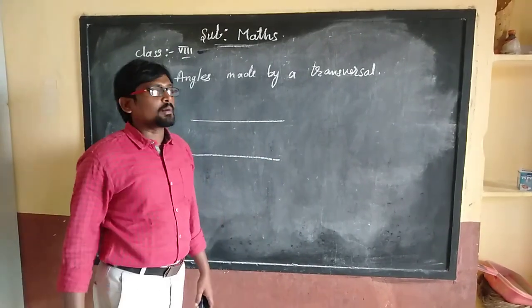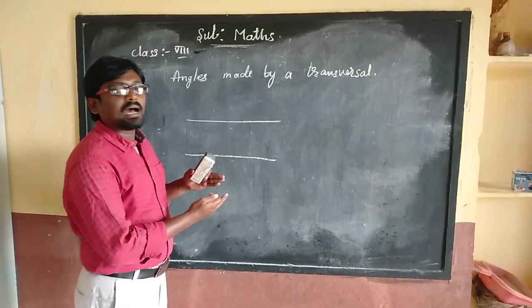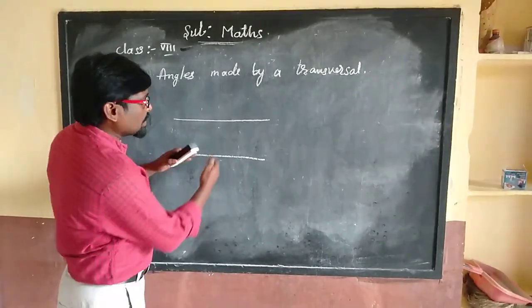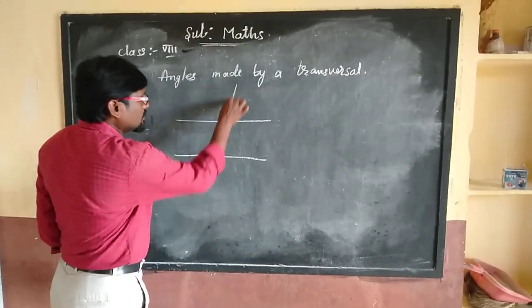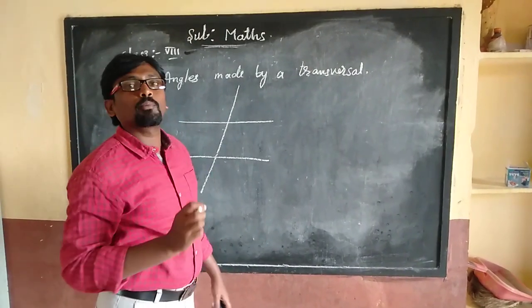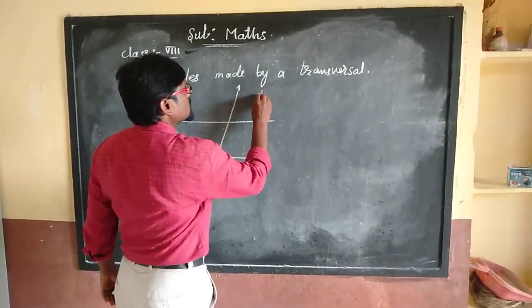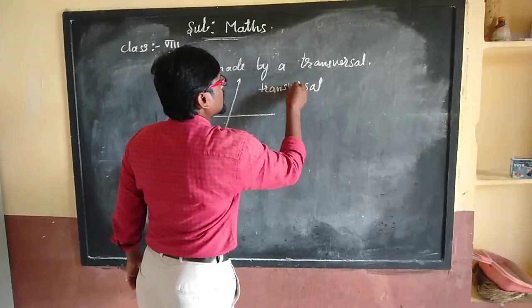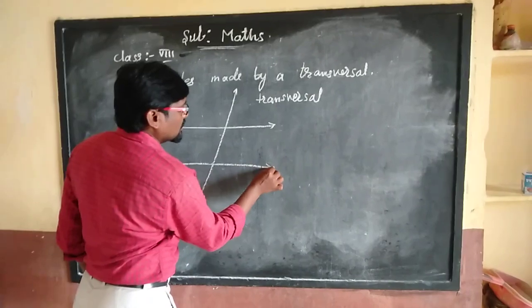We all have studied about parallel lines. The two lines which are drawn unending or which do not meet each other, such a type of lines are called parallel lines. And if you draw a line passing through these two lines at distinct points, such a type of line is called a transversal. And these two are our parallel lines.